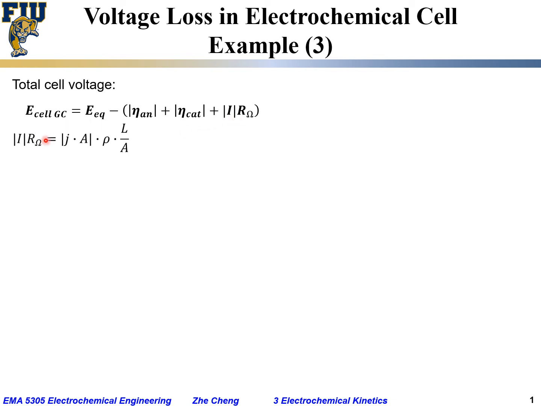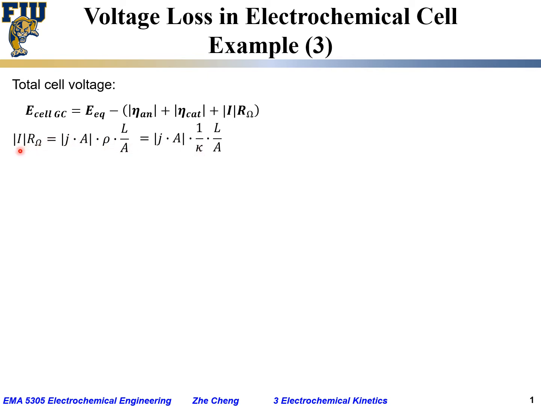Okay, so let's first look at the ohmic potential loss, which is current times resistance. And the current would be J times A, current density times the area. And the resistance, if you learn in physics, would be resistivity rho times the length of the conductor divided by the area of the conductor. Okay? And then resistivity would be 1 over conductivity.